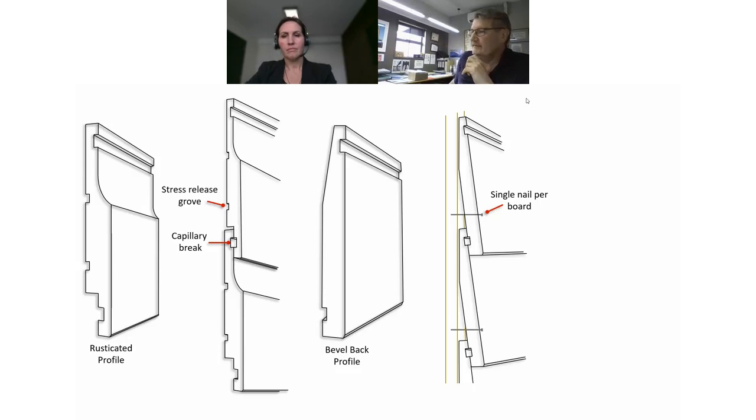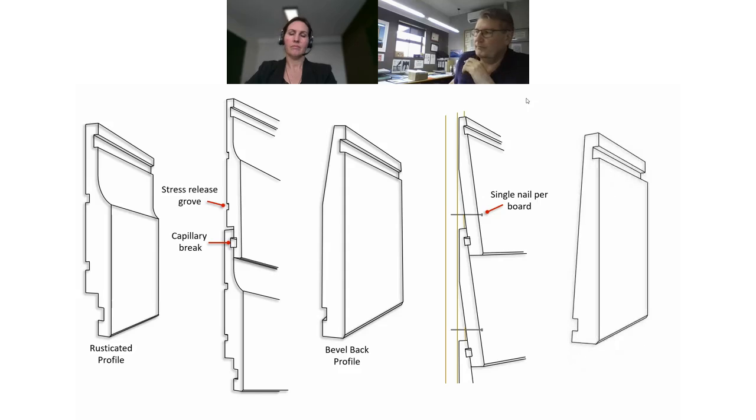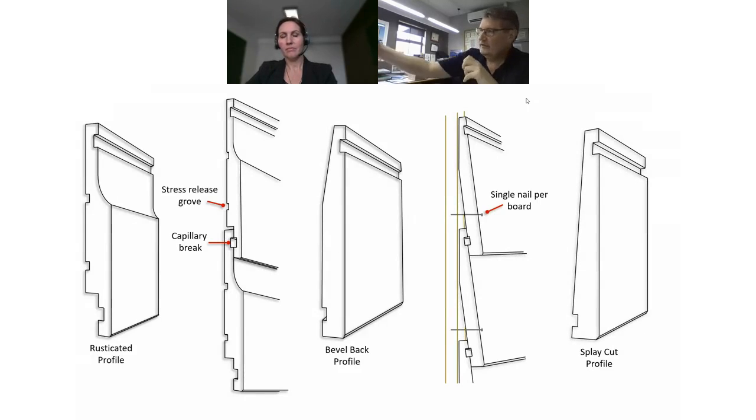And this, I don't know much about this, is called a splay cut, very similar to the bevel back. It's just more tapered along the entire length rather than just a little bit at the top. Of those, you can just see the ones with a bit more meat are just that little bit more stable. And when I'm talking about stable, I'm talking about over the life of 10, 15, 20 years.